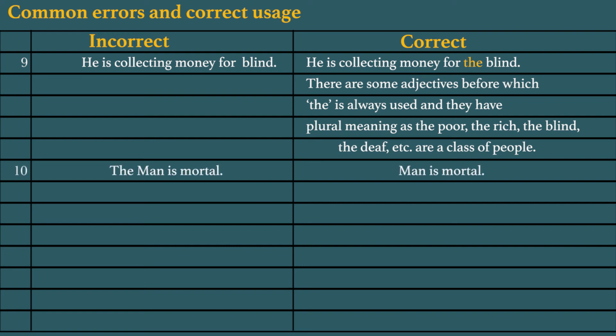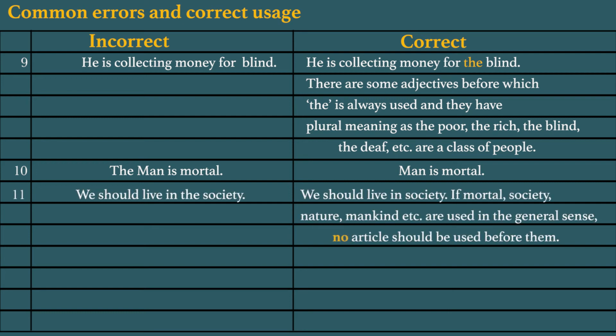The next one is, the man is mortal. Correct one is, man is mortal. 11th, we should live in the society. Correct one is, we should live in society. If mankind, society, nature, etc. are used in the general sense, no article should be used before them.